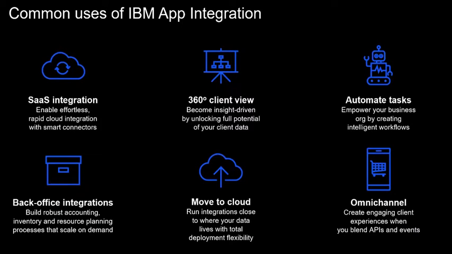These are some of the use cases of IBM App Connect integration. There are six common client use cases: SaaS integration, 360 degree client view, automate tasks, back office integration, move to cloud and omnichannel. You can make use of these use cases to create your application in your IBM Integration Bus.